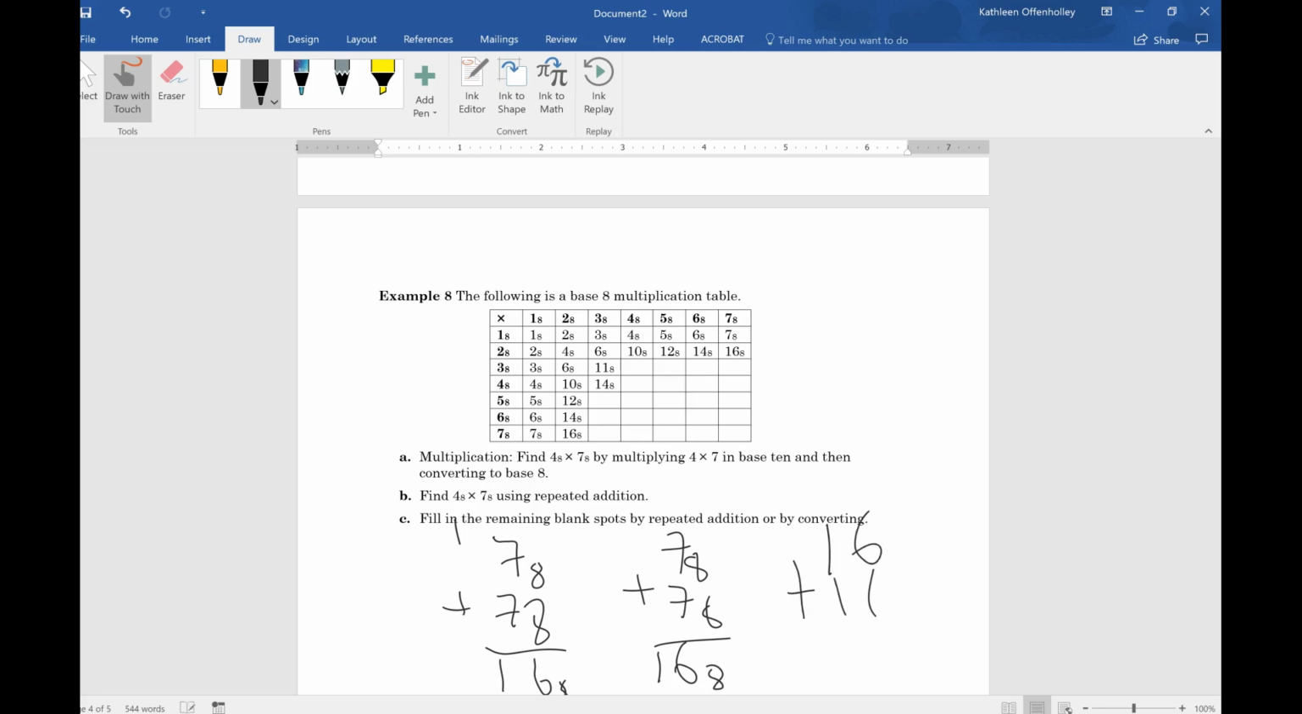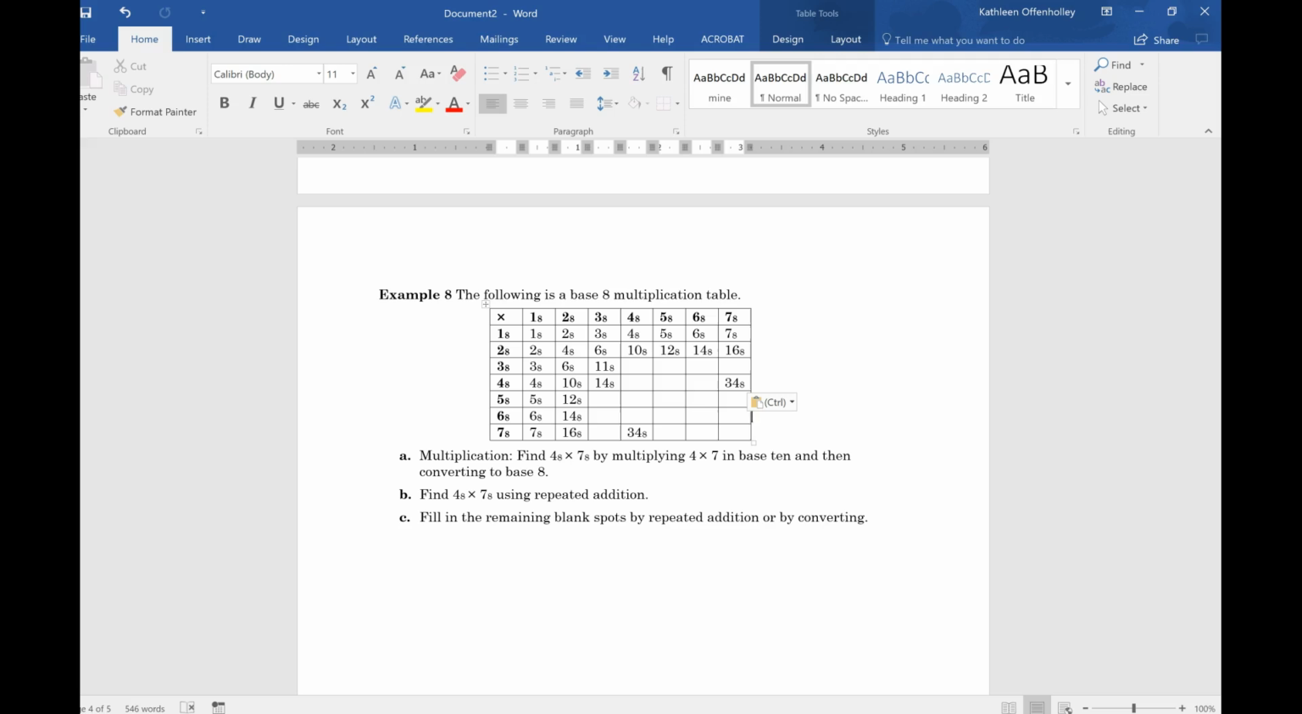And so now we're going to add our 2 answers together in base 8. 6 and 6 is 12, which is, let's see, 8, 9, 10, 11, 12. So we got 4 left over. It's 3, 4 with a little 8. And that's the answer we had before. Hey, how about that? So now we have part of our table filled in.